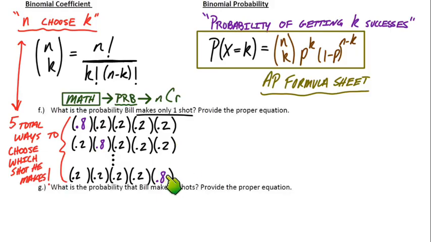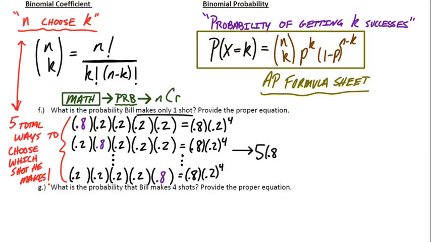So for each one of these scenarios, we have 0.8 and then times 0.2 times 0.2 times, or there's only 1 success and then there's 4 failures. So we'd have 0.2 to the power of 4. And that's the same for this as well. We still have a 0.8 in there times 0.2, 0.2. So 1 success and then 4 failures, which is also the same for the last one. You have 1 success and 4 failures.